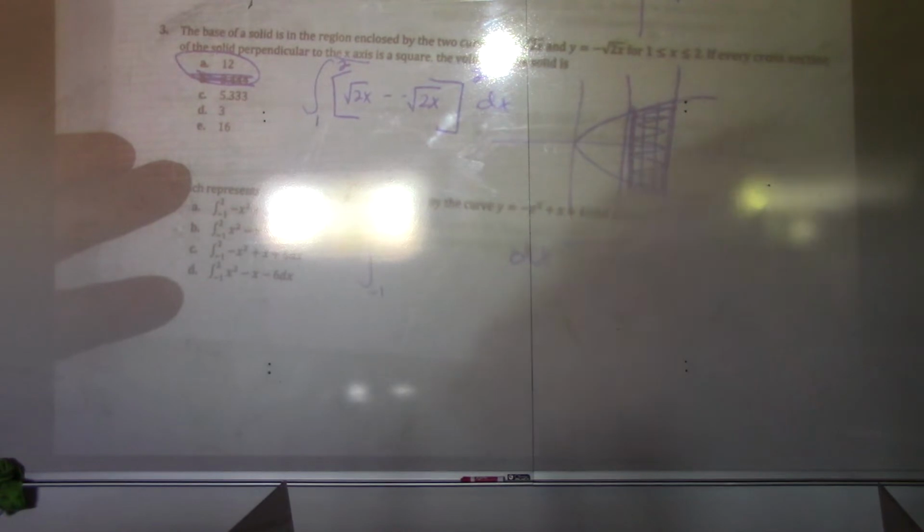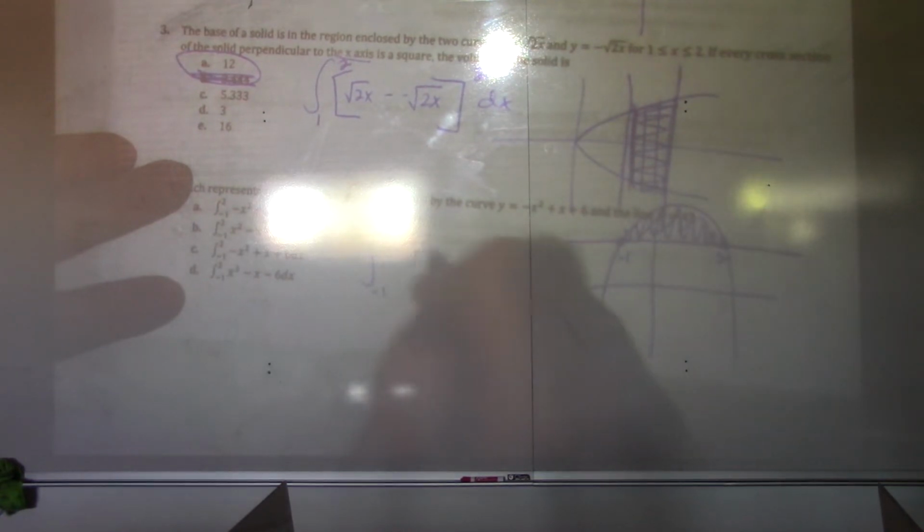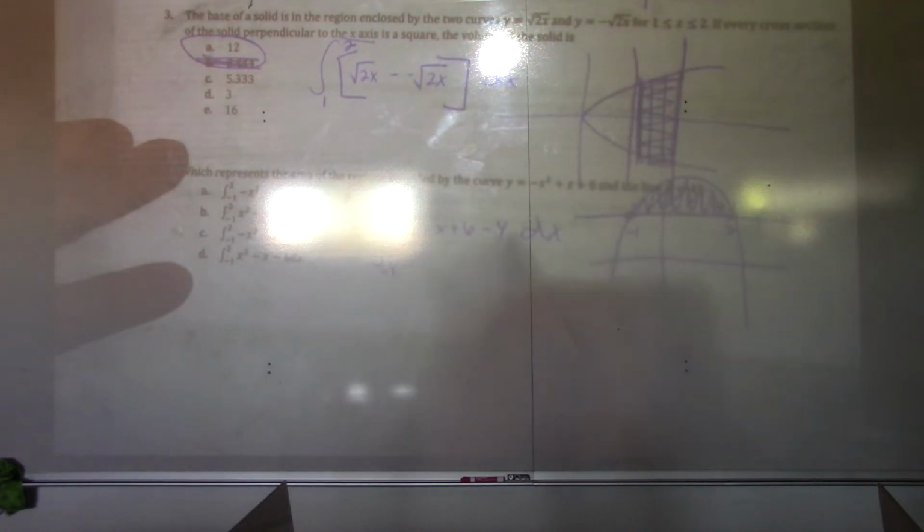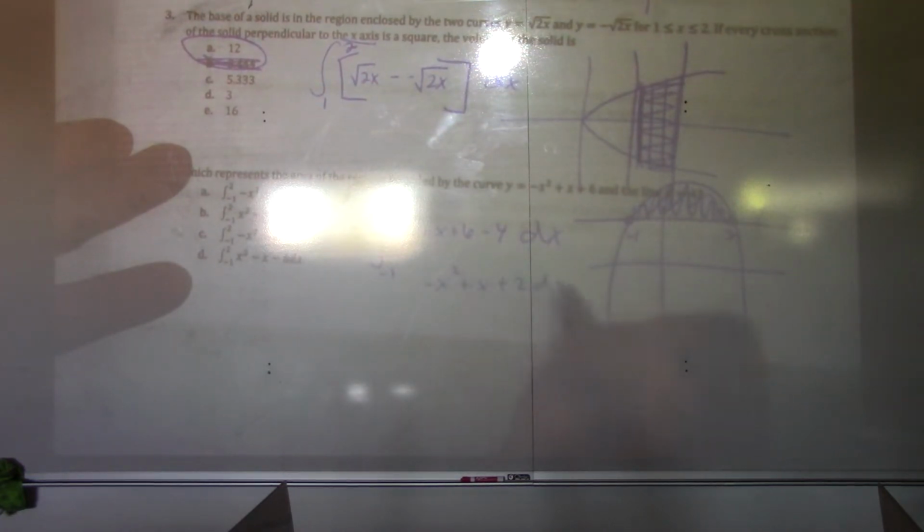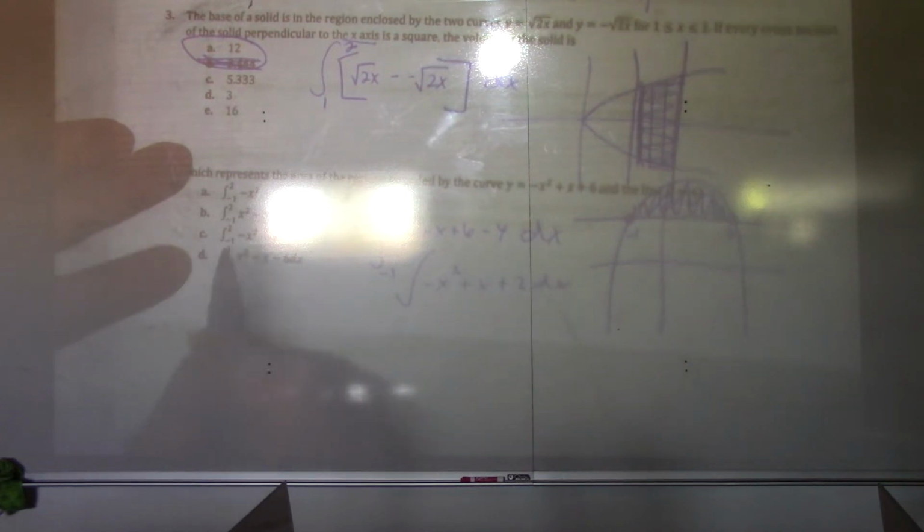Top minus bottom is negative x squared plus x plus 6 minus 4. And then this will become negative x squared plus x plus 2, since 6 minus 4 is plus 2. So negative 1 to 2.